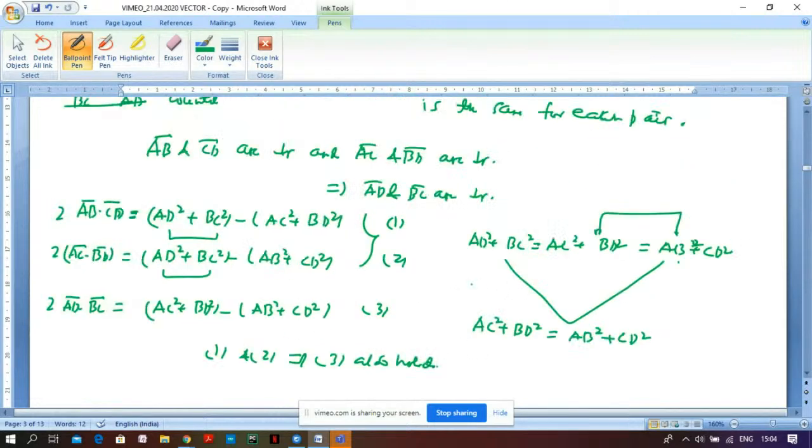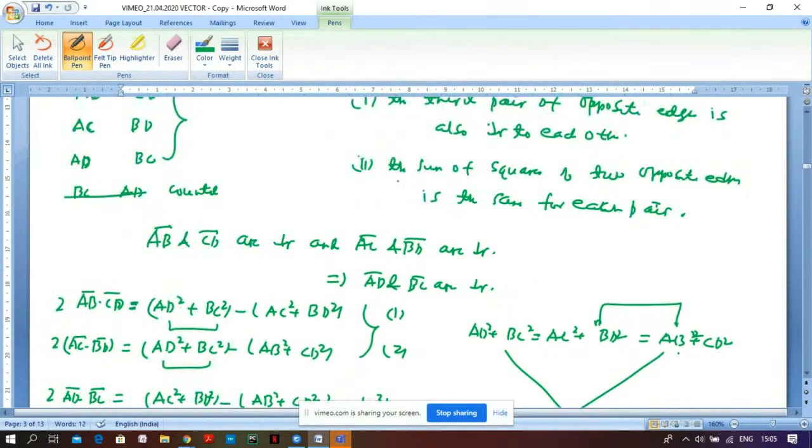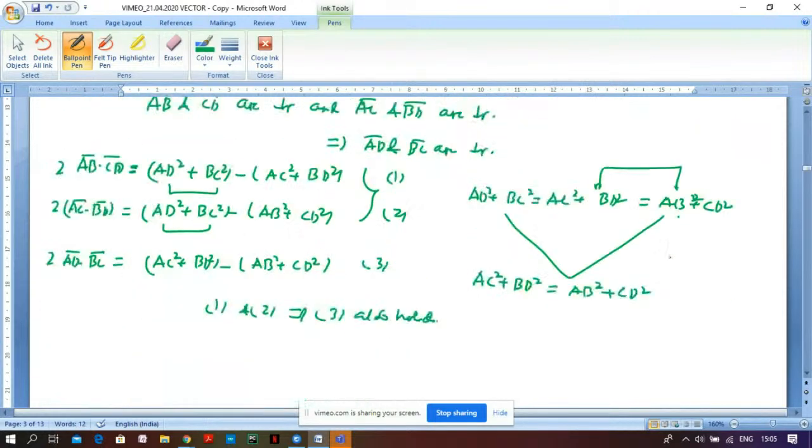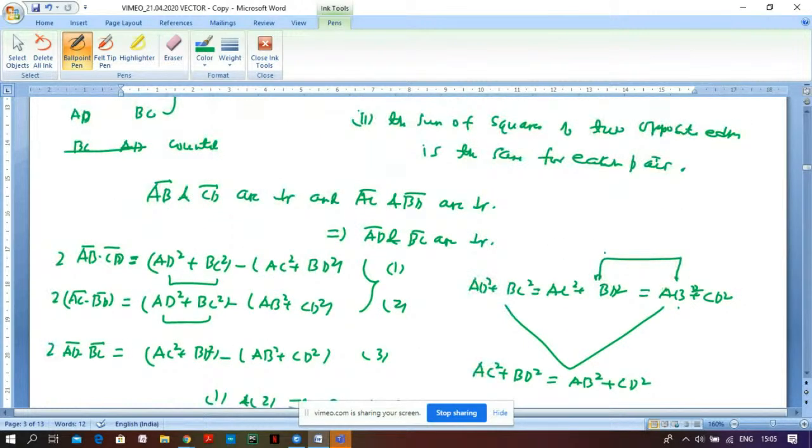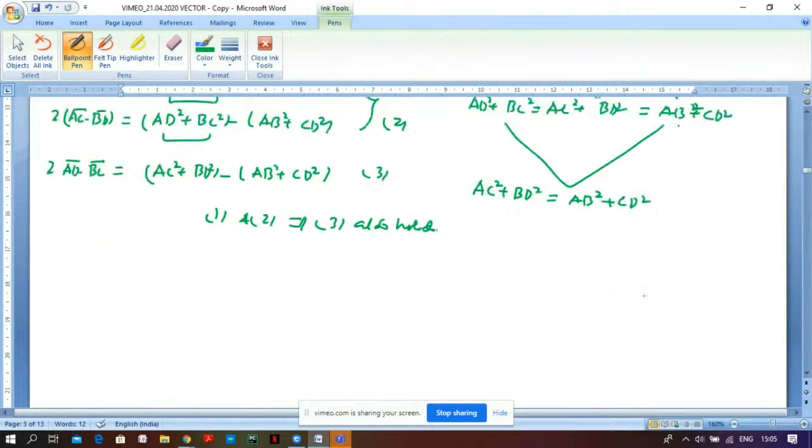And the second is the same fact. The second says that the sum of squares of two opposite edges is the same for each pair. We already have proved that AD squared plus BC squared equals AC squared plus BD squared and equals AB squared plus CD squared. So we have proved that the sum of squares of two opposite edges is the same for each pair. That was an application of the result we just knew.